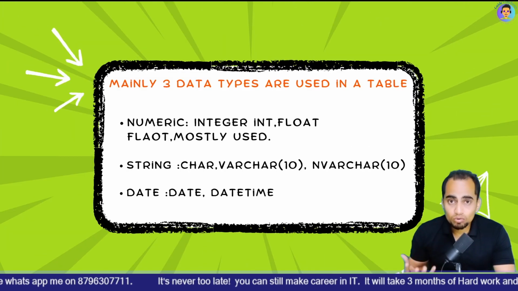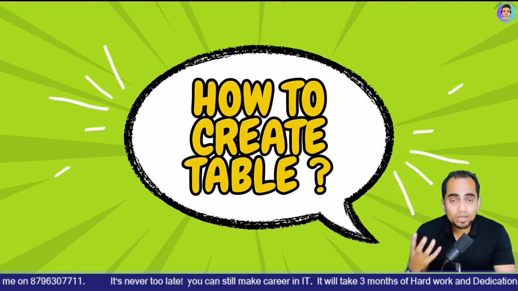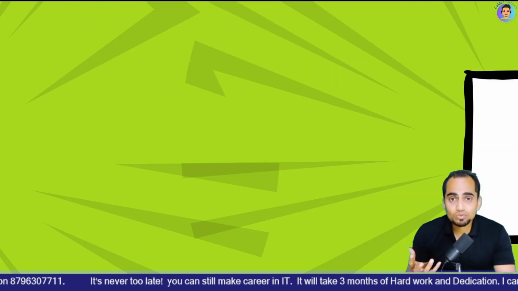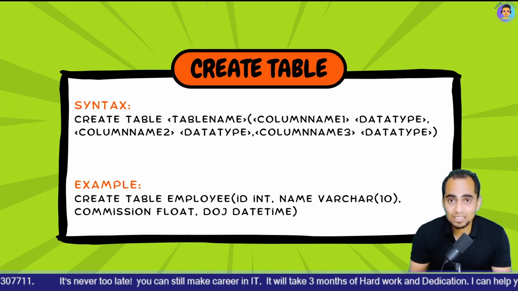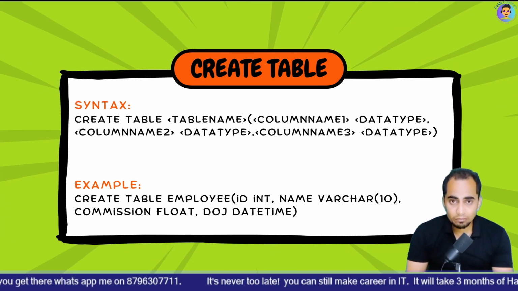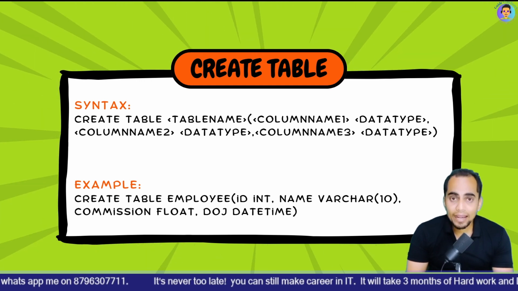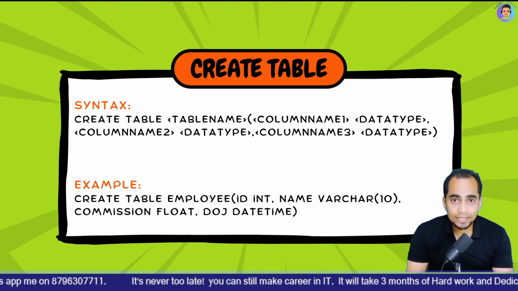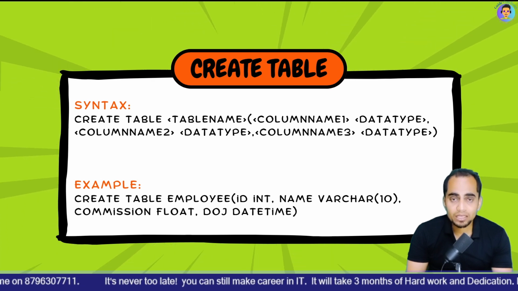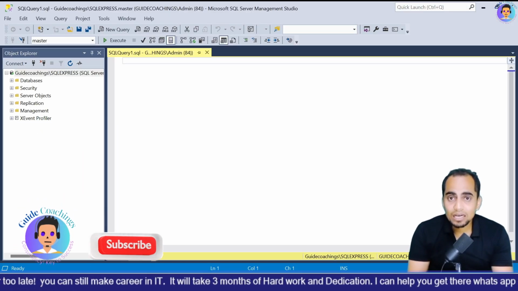Now let's move on to the next topic, that is how to create a table. To create a table, we will be using different data types, but there is a syntax available in SQL. We will write create table, table name, and then inside brackets, we will be writing column names and, after a space, their data types separated by commas, and we can put any number of columns which we want. So now let's quickly see how to create a table.